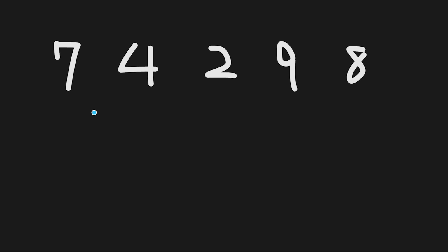Bubble sort is very simple and easy to understand. First of all, we take two numbers, like index 0 and index 1, and compare them. If the first number is greater than the second number, we swap the numbers. So let's begin. The first number is 7 and the second number is 4, and 7 is greater than 4. In that case, we swap the numbers.